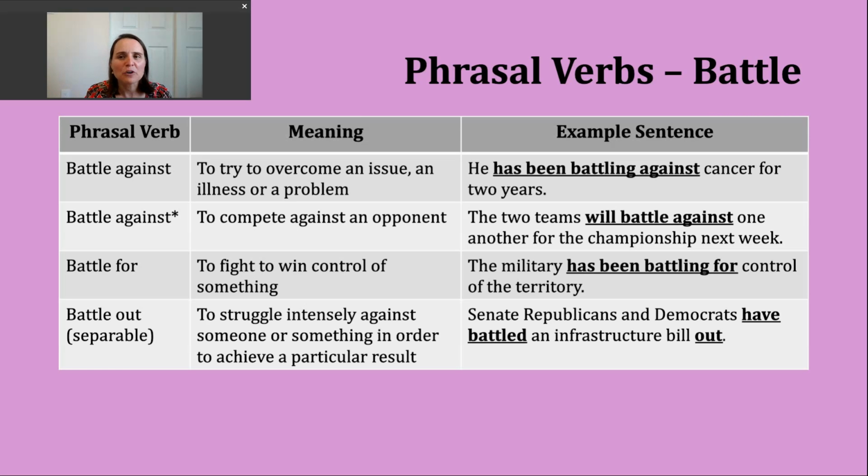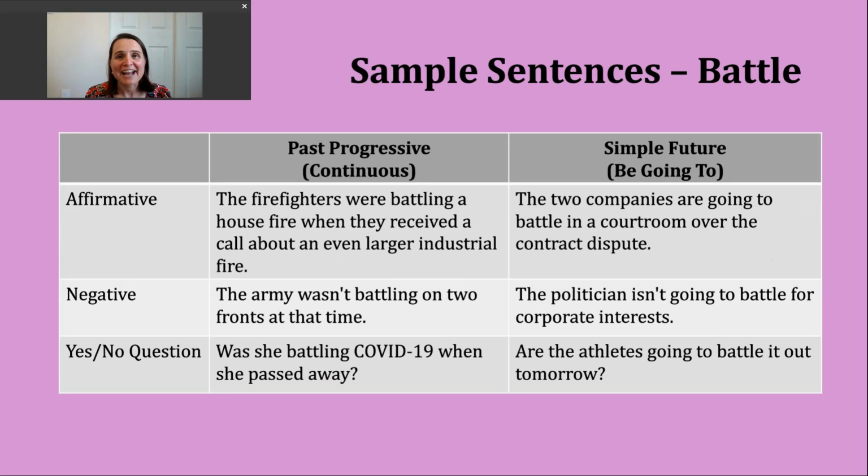Now, let's spend a little more time looking at our verb of the day, battle, in a couple different verb tenses. Today, we're going to practice the past progressive or the past continuous and the simple future using be going to. Let's start with the past progressive. We use this verb tense to describe an action that was in progress when it was interrupted by another action. The interrupting action is going to be in the simple past tense.